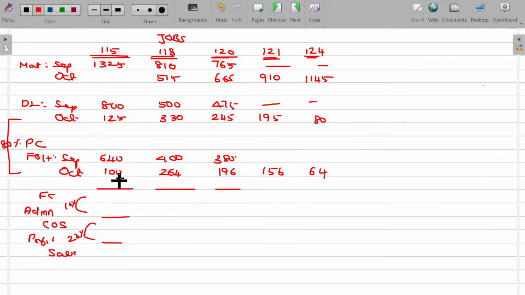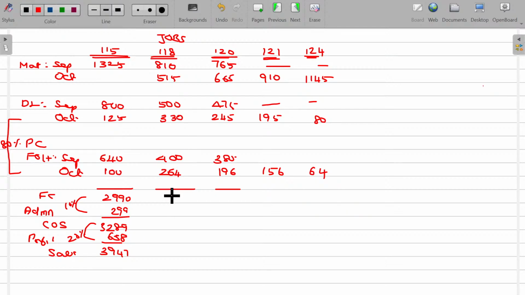Come on. Find out the factory cost here. Add up the 3,000, 2,990. Admin overhead 10% on this being 299. Cost of sales being 3,289. On that 20% is 658, and your sales being 3,947.